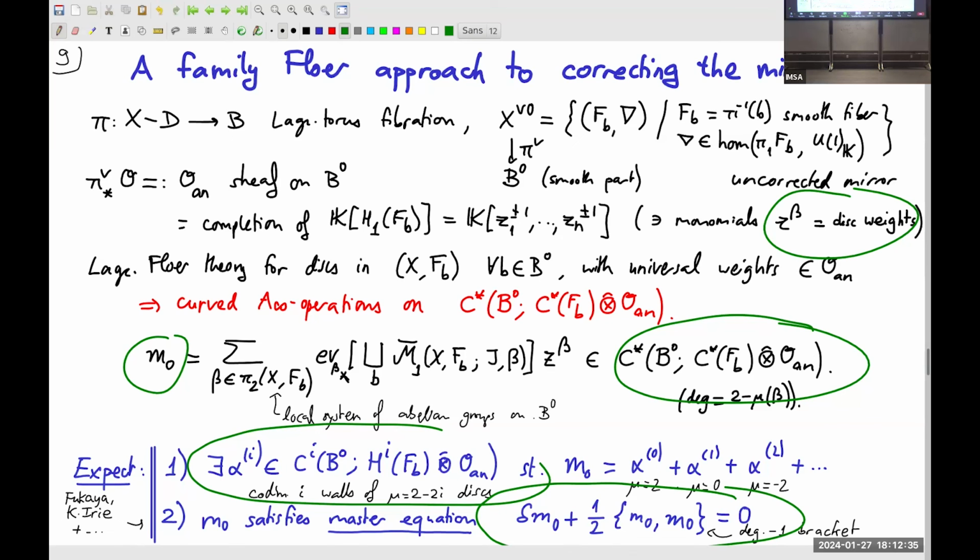So the plan for tomorrow is to tell you more carefully what this is about, how we're going to set up this M0, how we might try to prove that it satisfies the master equation. I don't have a complete proof, I have parts of something. And basically that's what this is about. Okay, thank you.